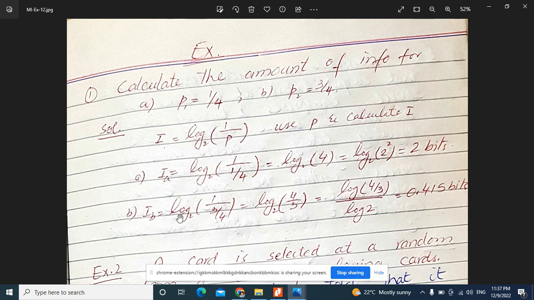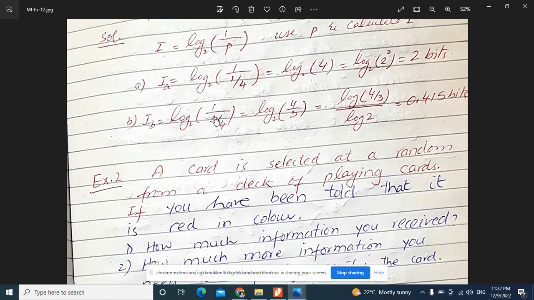Part B is I2 equals log 2 1 by 3 by 4, that is equal to log 2 4 by 3. You can convert this into the format log of 4 by 3 divided by log 2, which is equal to 0.415 bit, if you calculate using your calculator.